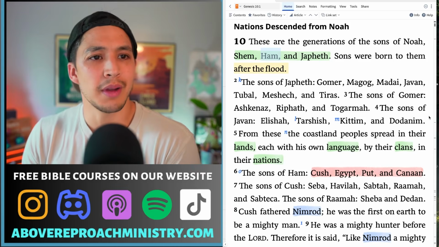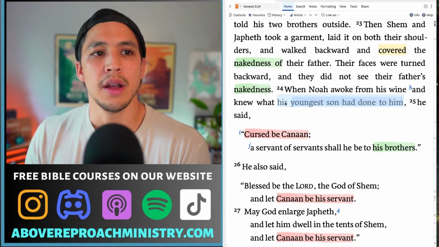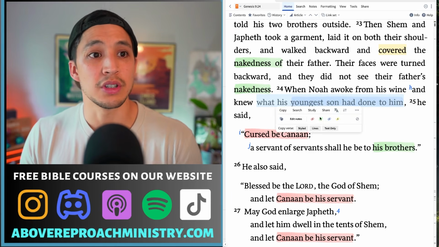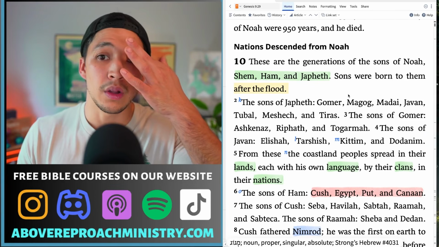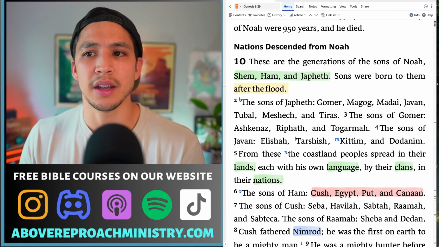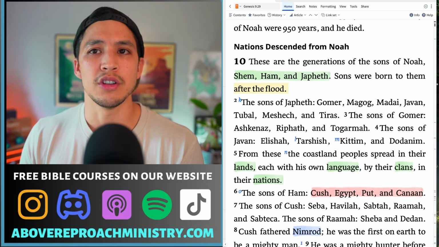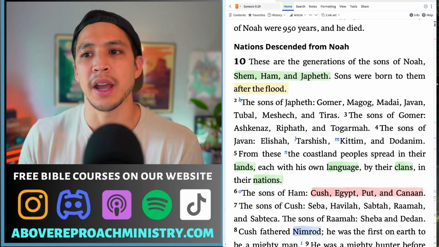The only problem, I think, with that is back in verse 24, we are told that Noah's youngest son did something to him. Noah comes to his senses, realizes his youngest son did something to him, and we only know of Ham doing something in that text to Noah. So Ham is referred to as the youngest. Whether he is, I think he's born as the youngest. He's not demoted to that status.